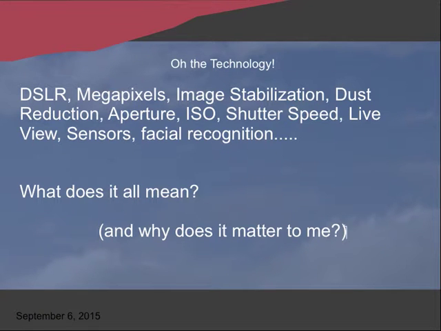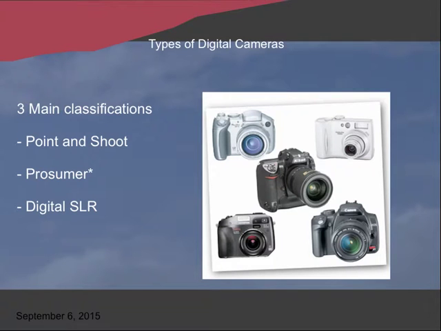Technology, DSLR, megapixels, image stabilization, dust reduction, aperture, ISO, shutter speed, live view, sensor, facial recognition. What are all these terms? What does it all mean? And more importantly, you're probably wondering, why does it matter to me? Essentially, we're going to be using DSLRs for this class for the next couple of weeks, and you need to kind of know what types of digital cameras are available, what are out there.